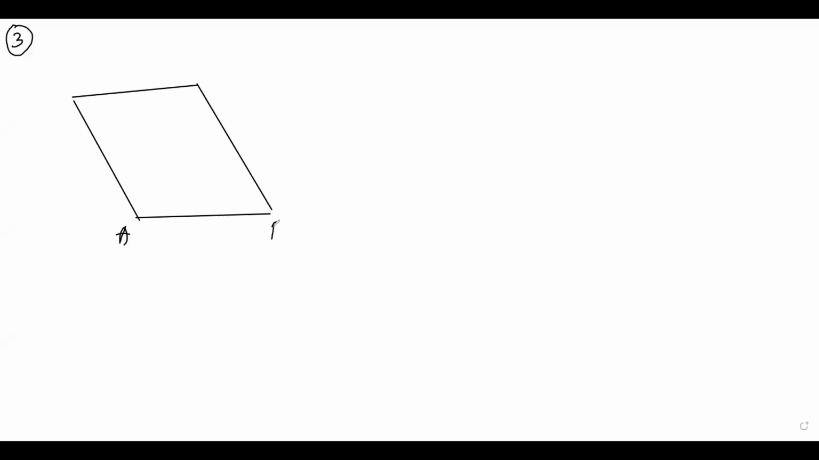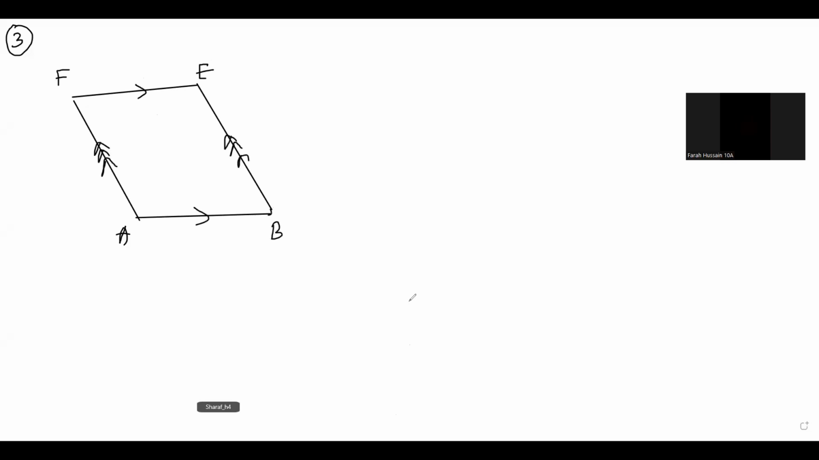This one A, B, E, and F. Because why is it a parallelogram? The opposite sides are parallel. It denotes like that. Okay. You know, if opposite sides are parallel or equal, you can take it as a parallelogram. No? You can take it as a parallelogram.